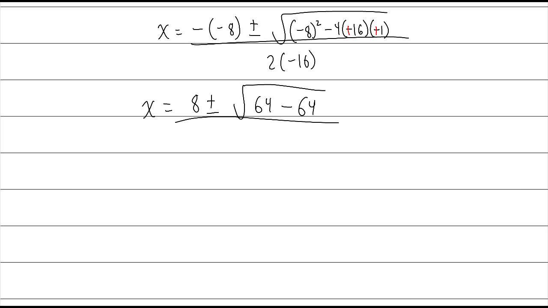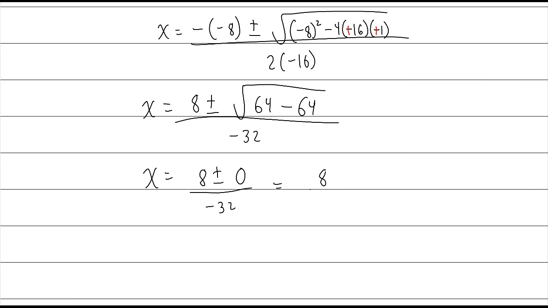2 times negative 16 is negative 32. All right, the square root of 64 minus 64 is the square root of 0, which is just 0. So that's really just 8 plus or minus 0. Okay, is there any real reason to write plus or minus 0? Right, think about that. 8 plus 0 is 8. 8 minus 0 is 8. We are literally adding nothing by including that plus or minus 0. So what I'm going to do is leave it off.